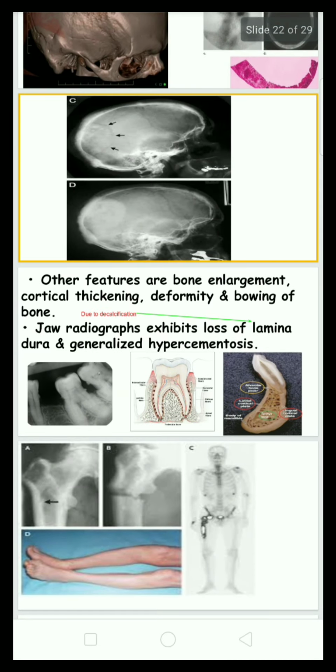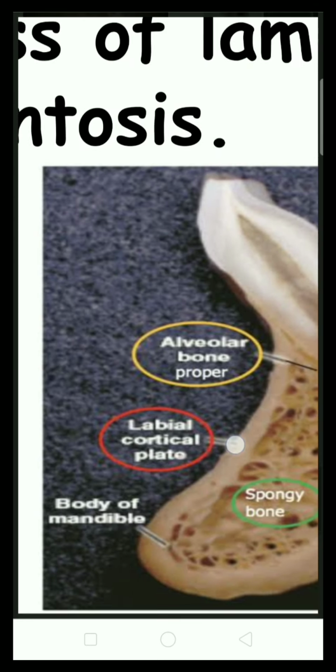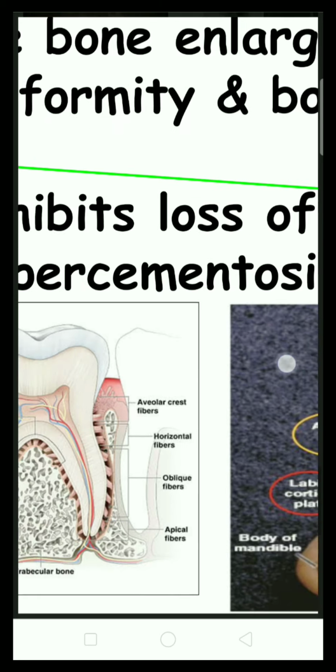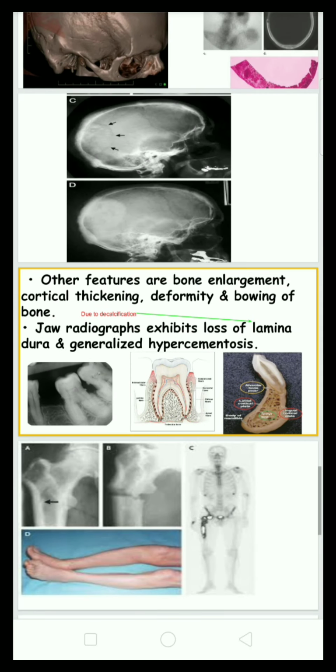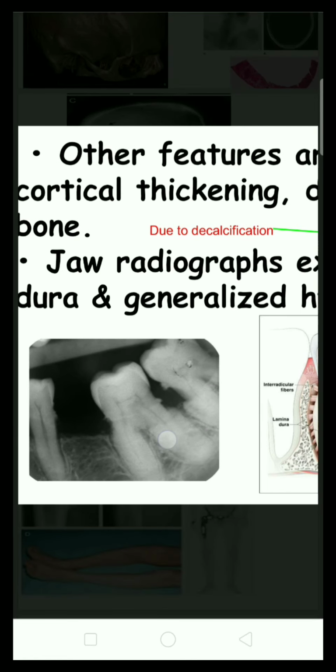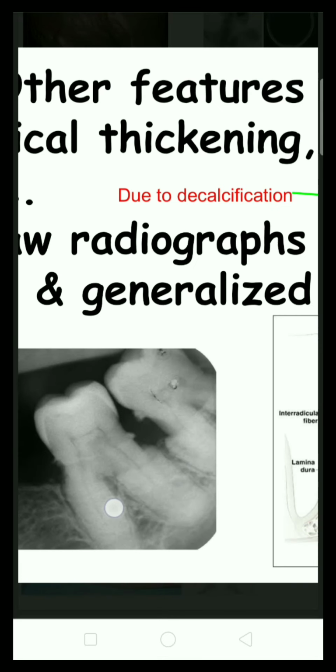Other features are bone enlargement and cortical thickening like this. The cortical area becomes thickened and the bone becomes enlarged. Sometimes the lamina dura is also lost due to decalcification, or sometimes hypercementosis will be seen. Here you see hypercementosis in this radiograph.